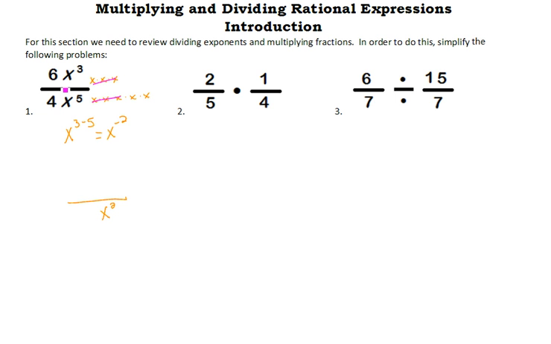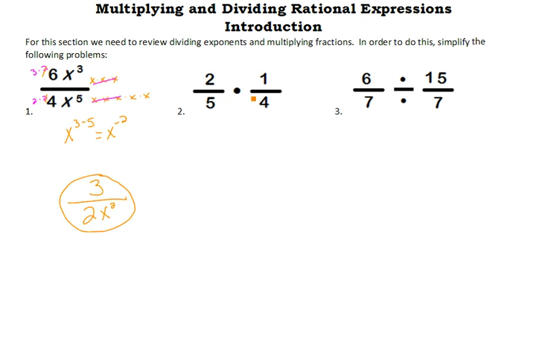Okay, now let's go ahead and look at the 6 and the 4. What factors do they have in common? Well, this is 3 times 2. This is 2 times 2. We can cancel out 2's. So it looks like we're left with 3 in the numerator and 2 in the denominator. Okay, so that is simplified, taking out all the common factors. Dividing means take out all of the common factors.